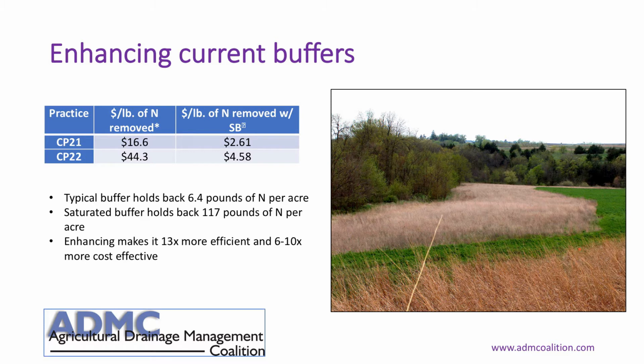We also look at these saturated buffers as a way for FSA to enhance their current buffers that they have out there in place. They've already invested millions upon millions of dollars in these buffer strips. We think they can make an additional investment, but basically, if we look at dollars per pound removed, they're not very efficient at removing nitrogen right now because there's just not a lot of surface nitrogen moving through the system. So that was around $16, and then you get the CP22, you got the woody species in there, some more expensive buffers, that's $44 per pound of N removed.